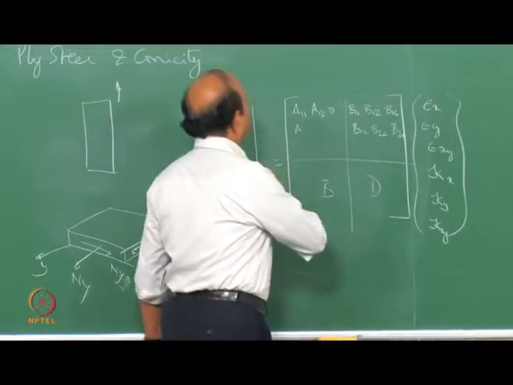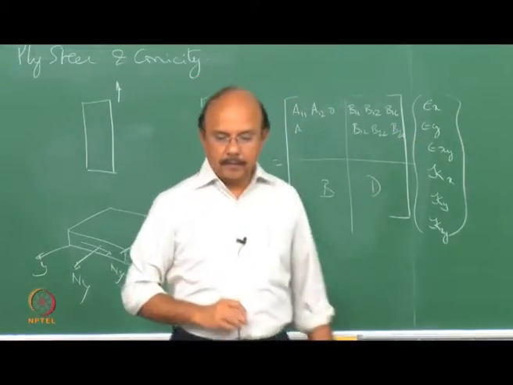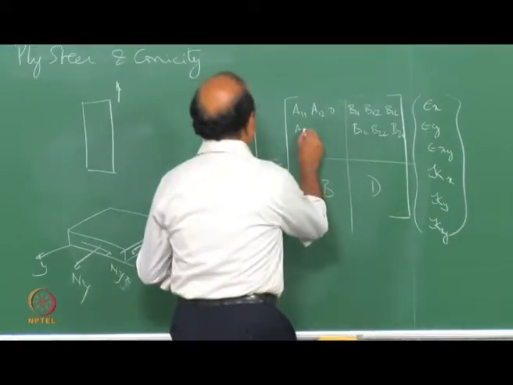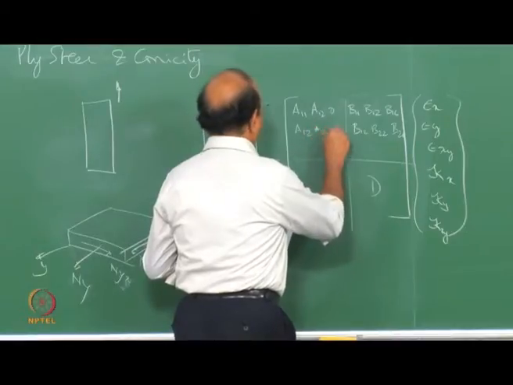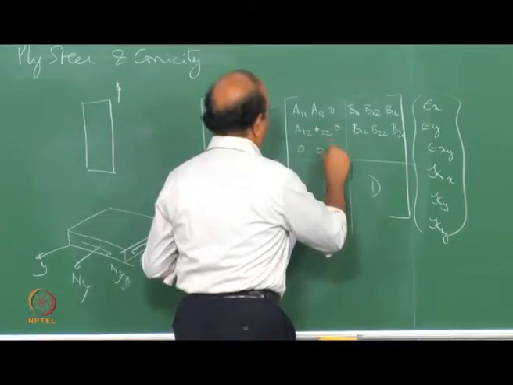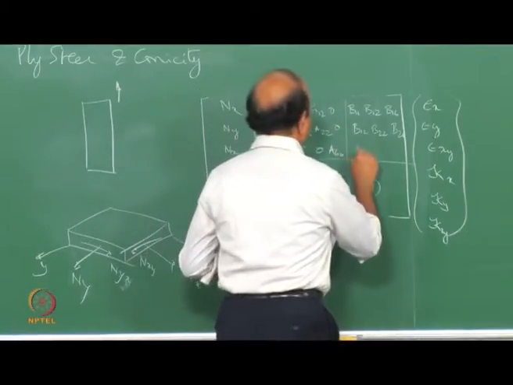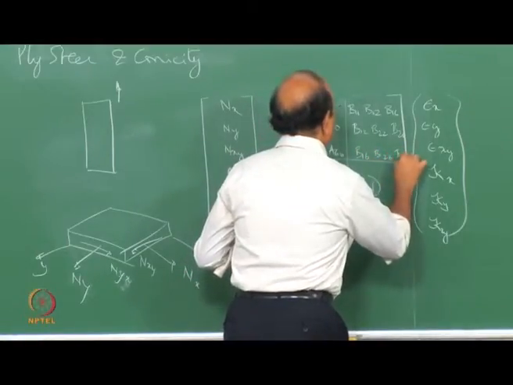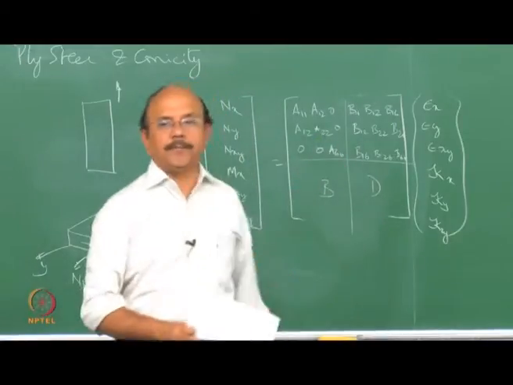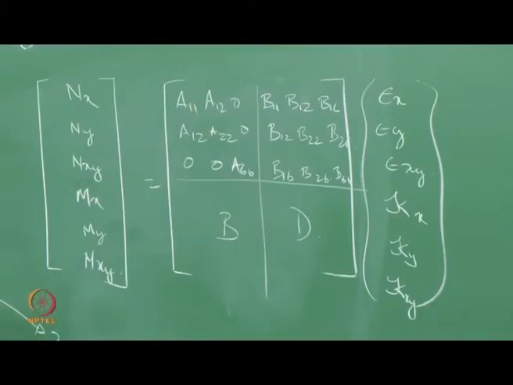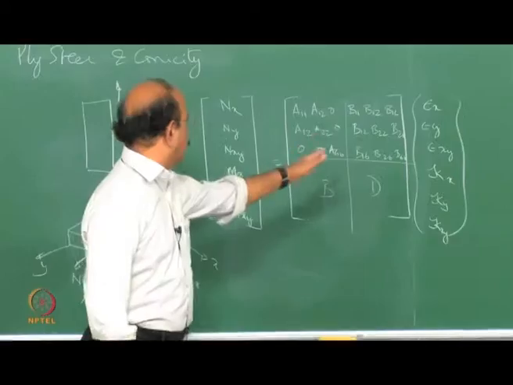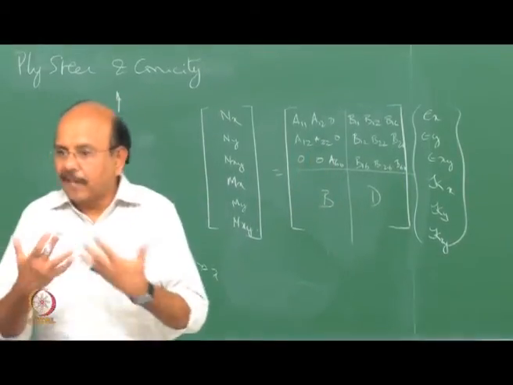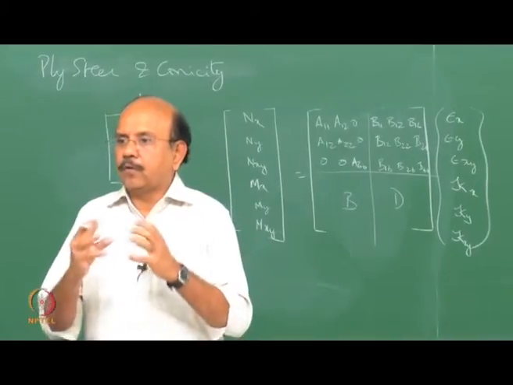okay, and this would be A. We'll say A12. Let's be correct to a book. A22, 0, 0, 0, A66, B16, B26, B66, and that B gets repeated there again. Okay. Same way you will have D11, D12, and D. Yeah, they are values, okay, which are coefficients.